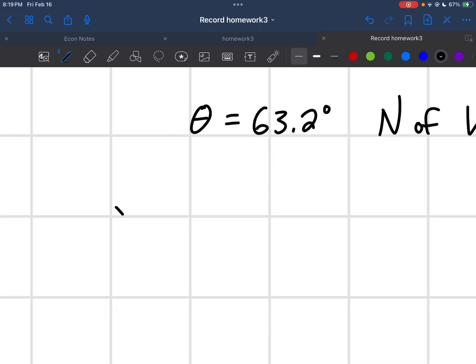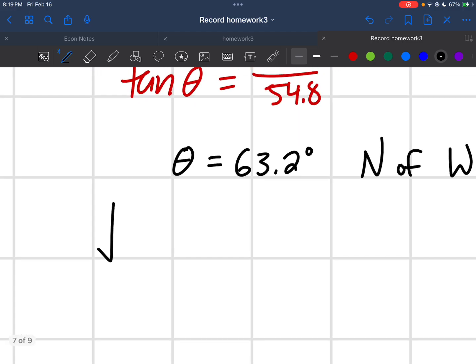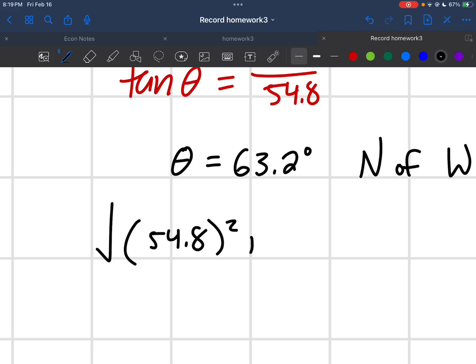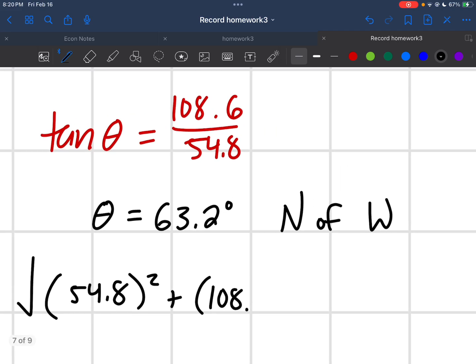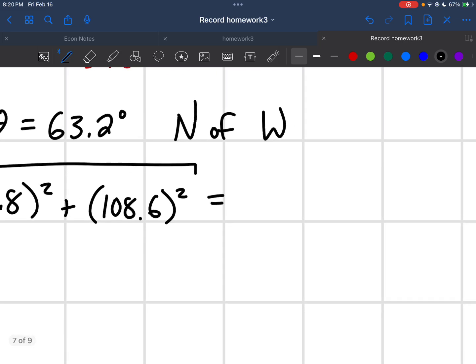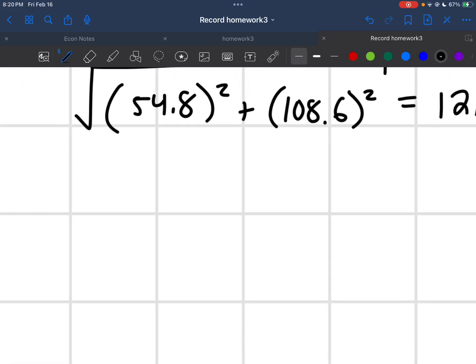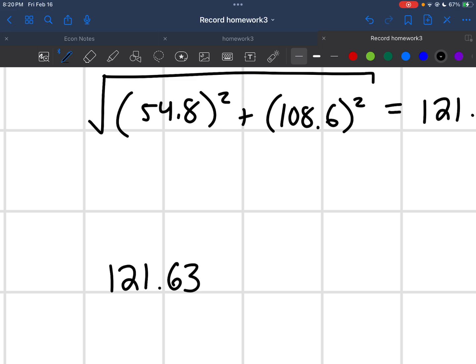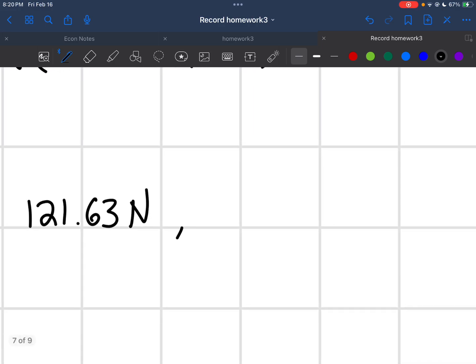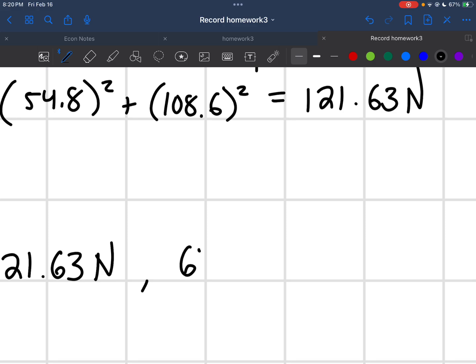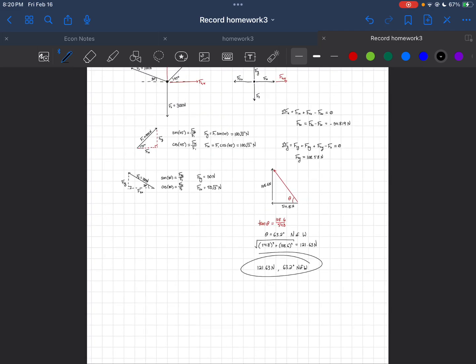And just lastly, I'm getting my magnitude. So it's going to be my 54.8 squared plus my 108.6 squared, all square rooted. And that's going to give me a magnitude of 121.63 newtons. So putting it together, 121.63 newtons at an angle of 63.2 degrees north of west. That'll be my final answer for this one.